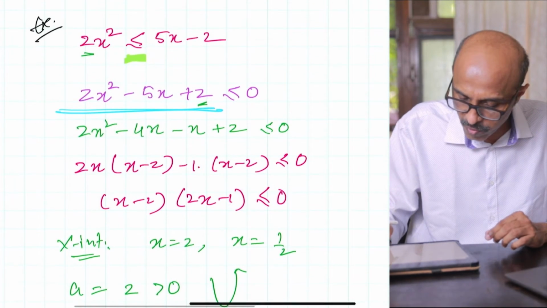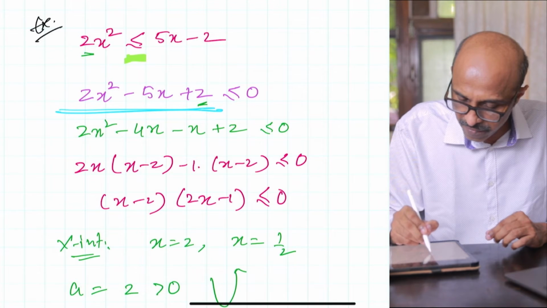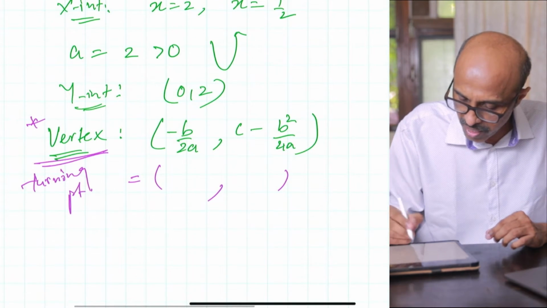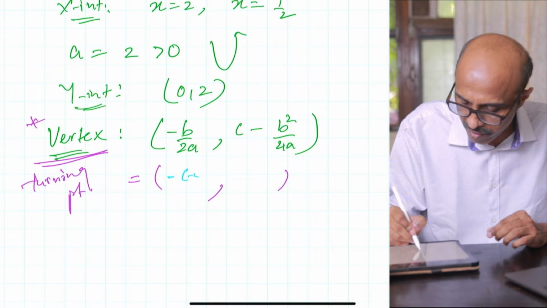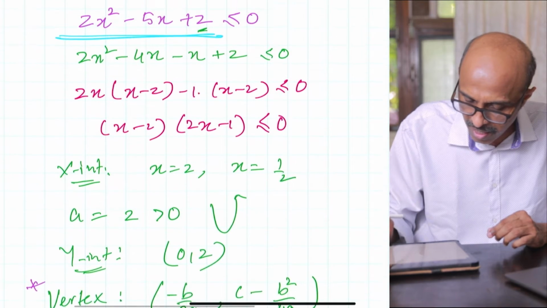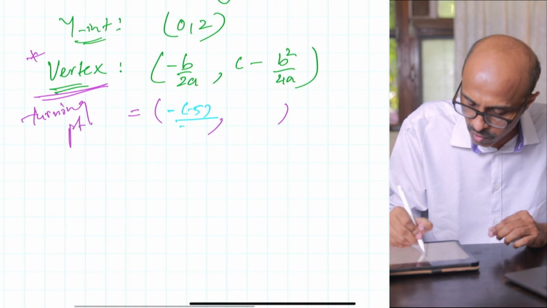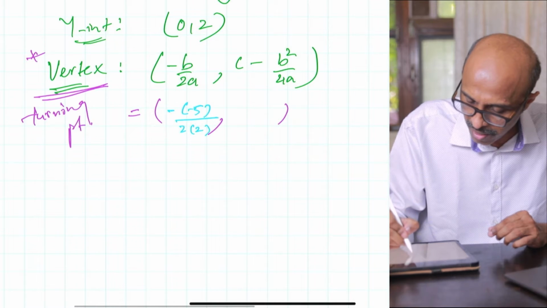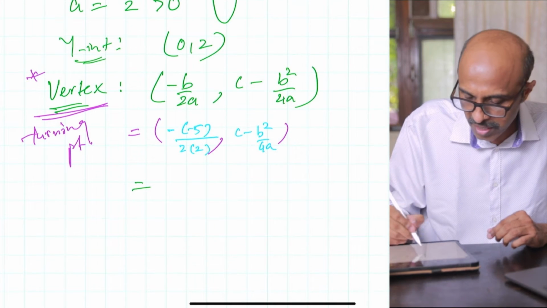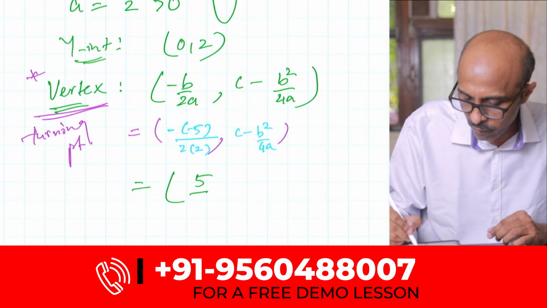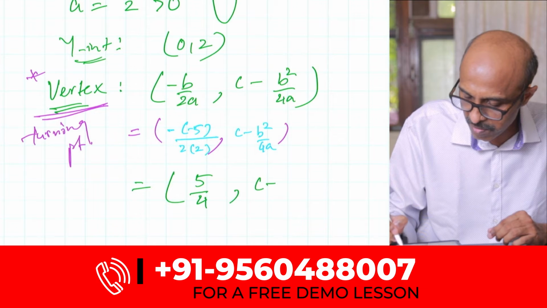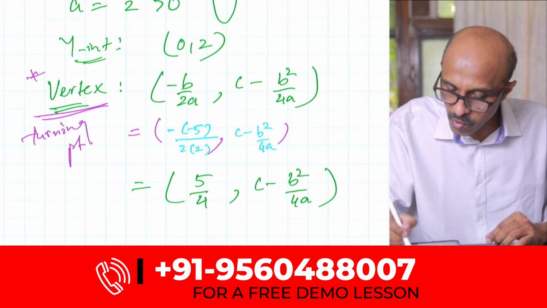So what's my negative b over 2a? b is negative 5, so negative b would be the negative of negative 5. And 2 times a is 2, as we saw before, so it's 2 times 2. And here I can just put c minus b squared over 4a. I'm not interested in that right now. So then this is going to be 5 over 4, comma, c minus b squared over 4a.